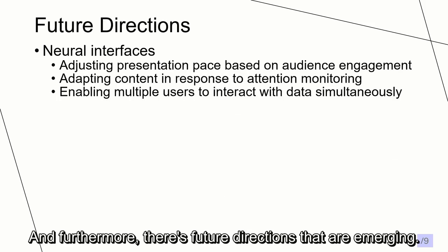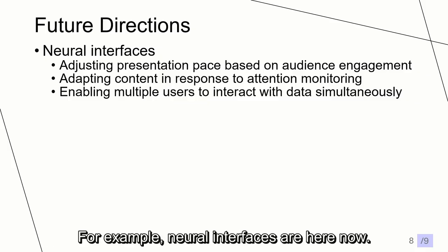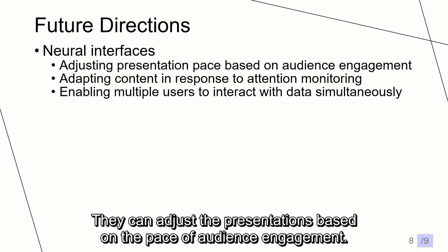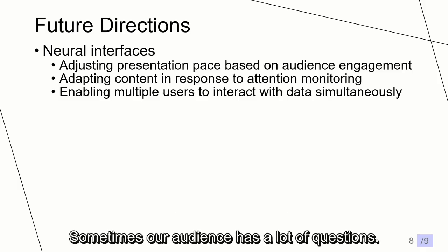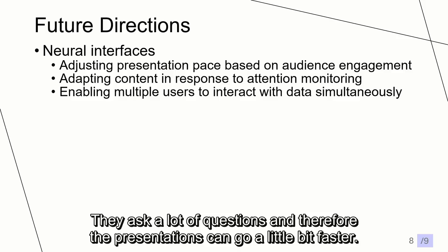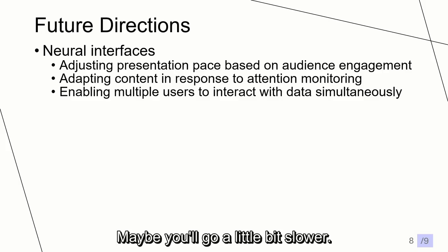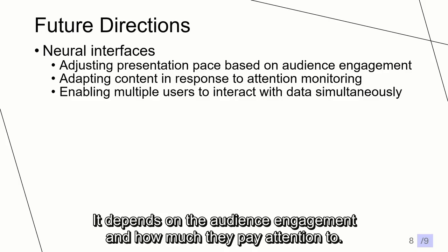And furthermore, there are emergent future directions. For example, neural interfaces are here now. They can adjust the presentations based on the pace of audience engagement. Sometimes the audience has a lot of questions, and therefore the presentation can go a little bit faster. Sometimes the audience is a little bit slow, and maybe you'll go a little bit slower. It depends on the audience engagement and how much they pay attention.